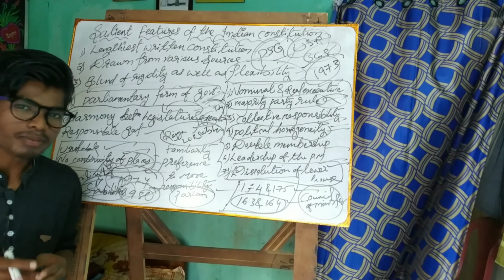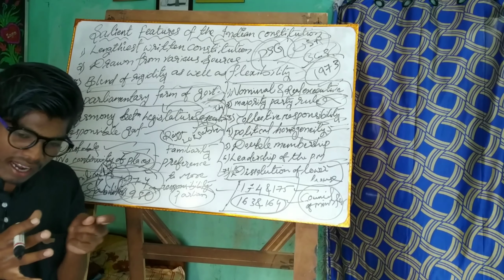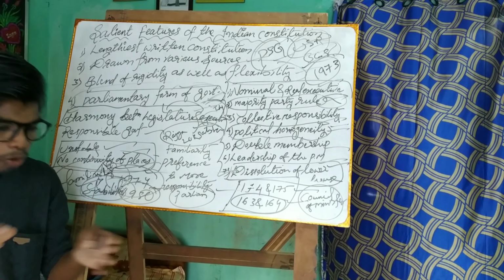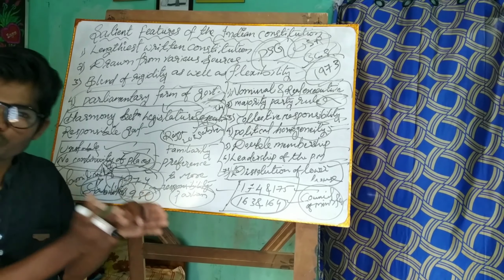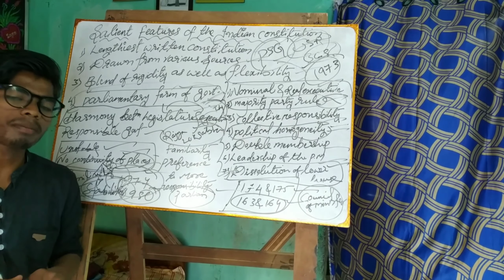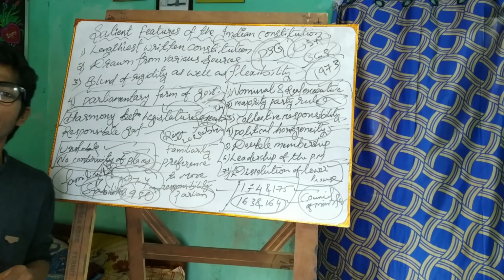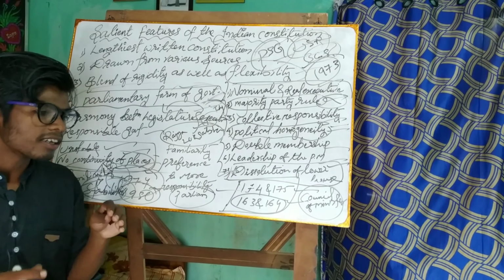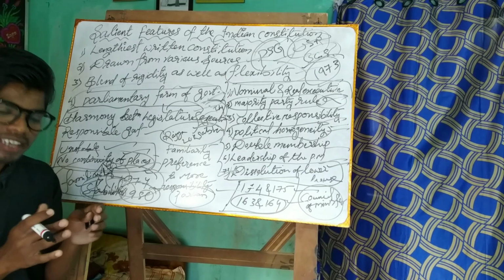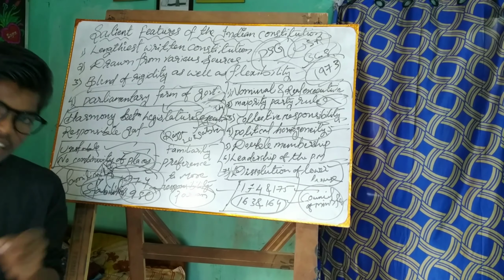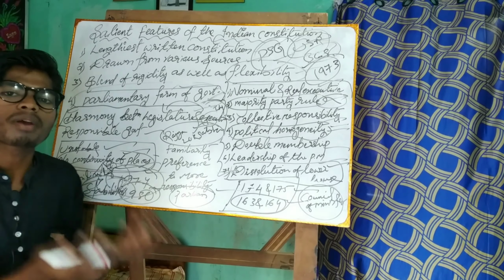Now you may ask me: the parliamentary system has been borrowed from the British Constitution, but what is the difference between the British Constitution and the Indian Constitution? No doubt, most of the provisions have been borrowed from the British Constitution. But the difference is that in our Indian Constitution, the head of the state is an elected head, the president. Therefore, we call it a republic.